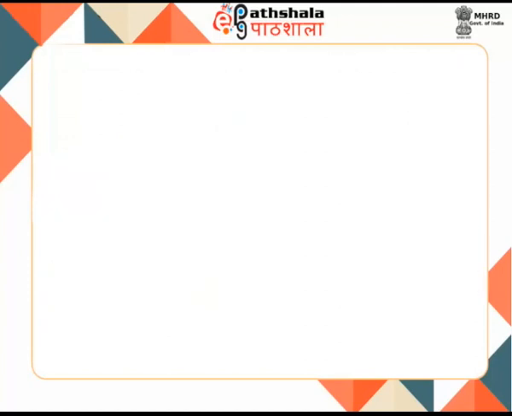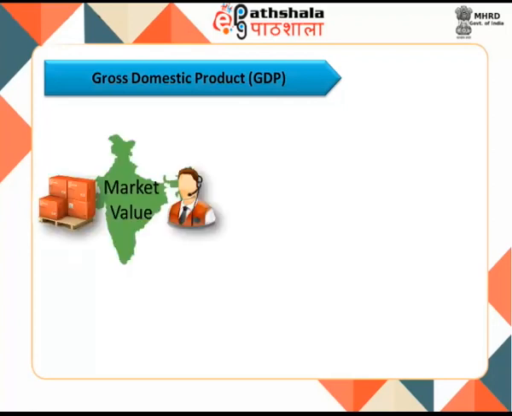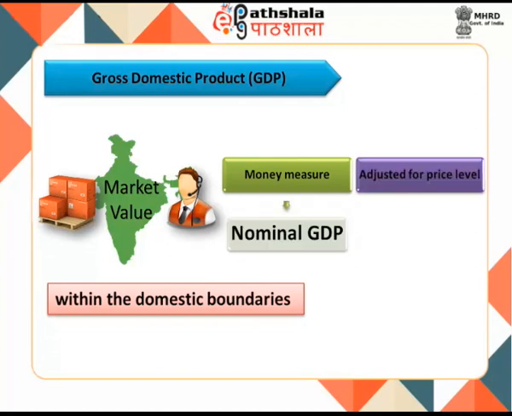Another indicator of economic development is the gross domestic product (GDP). The GDP, as distinct from GNP, is a measure of the market value of all goods and services produced within the domestic boundaries of a country within a year. As a money measure, it is called nominal GDP. Adjusted for the price level, it is called the real GDP.